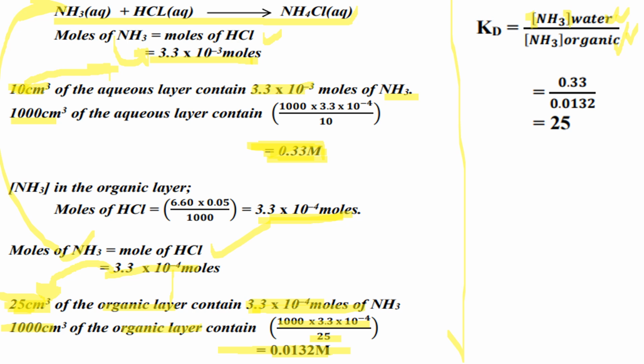So molar concentration of ammonia as dissolved in water was found to be 0.33, and molar concentration of ammonia as dissolved in the organic layer was found to be 0.0132. Now once you divide all that, you'll find that on your calculator you'll be getting 25 as your KD. Now I say that KD does not have units. Reason being, number one, it's a ratio.